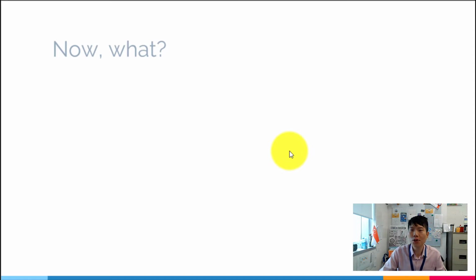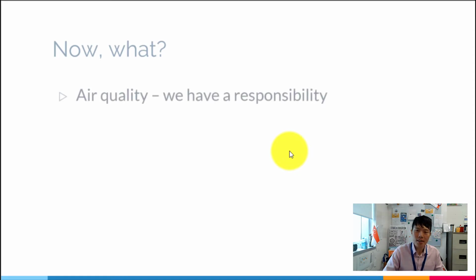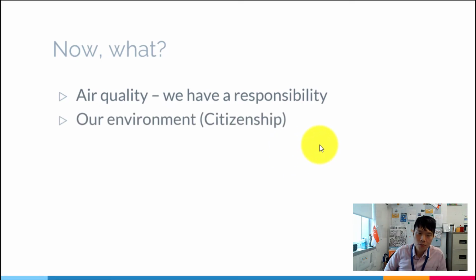So now, what have you learned? We have learned that for air quality, we have a responsibility, right? Don't drive a car, diesel or petrol. Do you take public transport, right? We have to care because it's our environment. We live in it, we own it. It is about our responsibility as a citizen. Citizenship, 好公民.